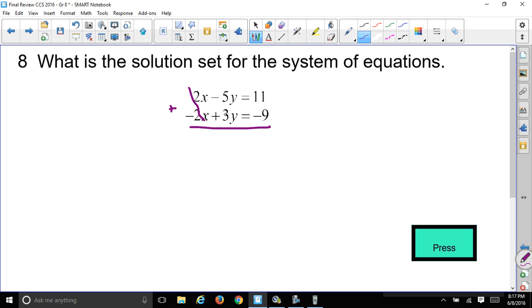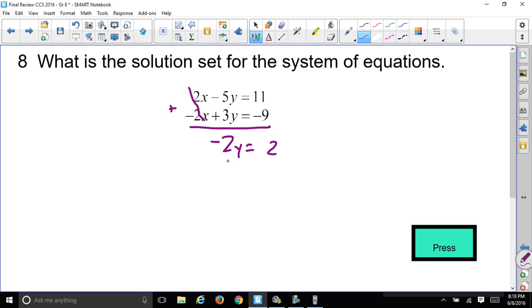Let's continue adding. Negative 5y plus positive 3y gives me negative 2y, because the signs are different, so we subtract the numbers and choose the sign of the larger digit. Now I have 11 plus a negative 9. The signs are different, so I subtract. That gives me 2, and I choose the sign of the 11 because it's the larger digit.